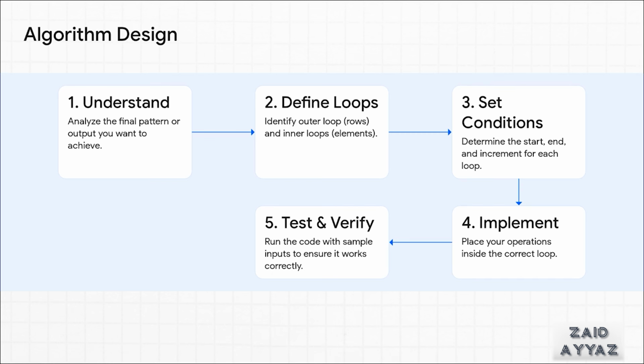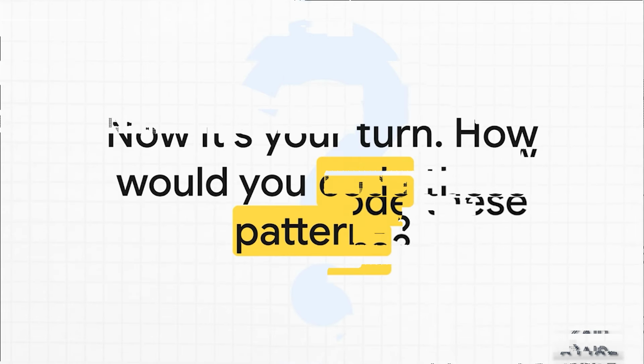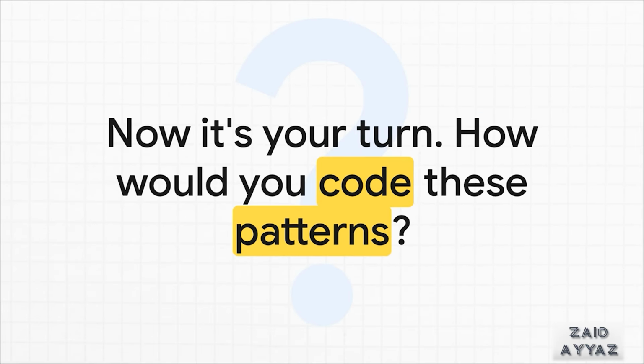Then, for each row, what's repeating inside it? Those are your inner loops. Figure out the conditions based on the row number, put your print statements in the right place, and then run it to see what you get. It turns a big, scary problem into a few small, manageable steps. At the end of the day, nested loops are a core tool for creating things with code. They let you build complex structures from simple, repetitive rules.